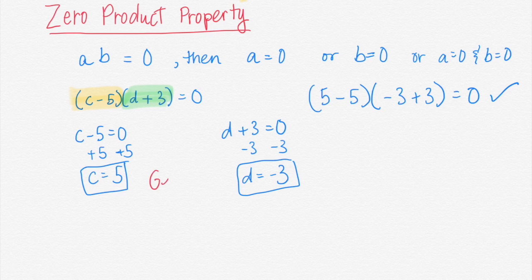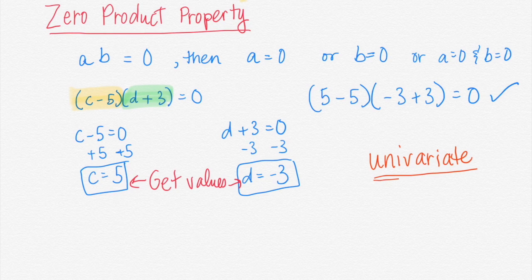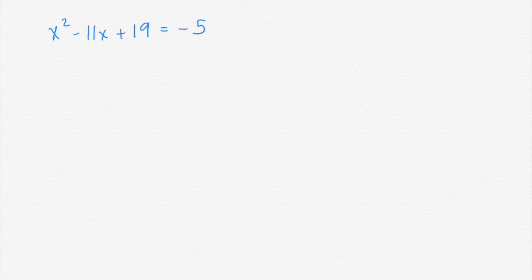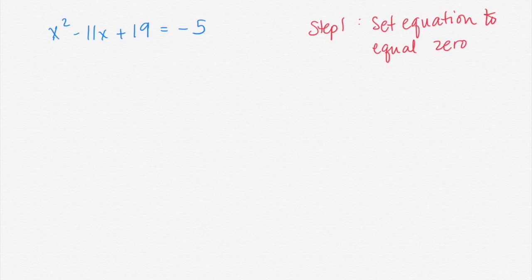We know how to solve one-step equations, and so this is why solving a quadratic equation by factoring is actually kind of easy. We're able to get our values from setting it equal to 0. Now, one of the things you're going to have to realize is that quadratic equations, as I mentioned before, are univariate. That means you're only going to have one variable. So this example that I gave is probably unlikely. It's probably going to be c minus 5 or c plus something, but it's not going to be two different variables.